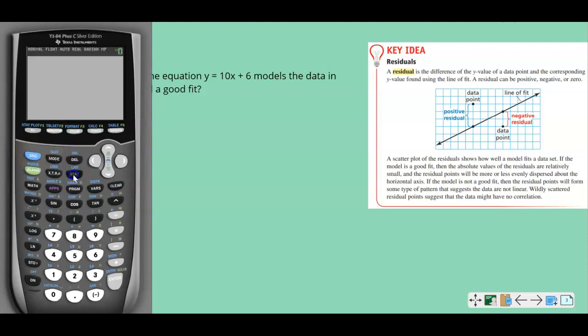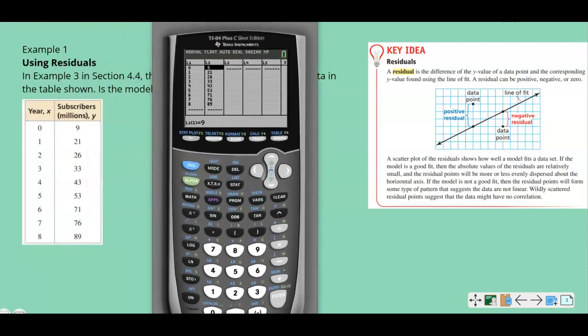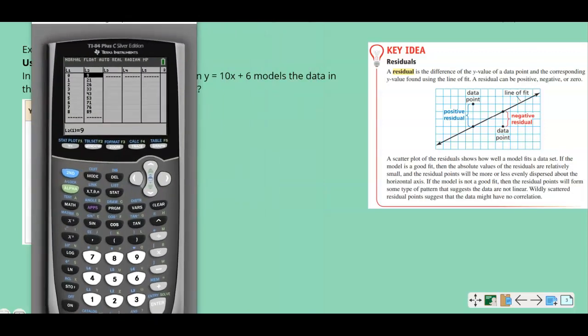All right, so if you go to Stat and you hit Edit, and I showed you this in the last video, the table is here. So you can do Stat, Edit, and enter the table. There's the table. I just entered that table in my L1 and L2. X is in L1, Y is in L2. And then I turned on my scatter plot so I could graph it and see the points.